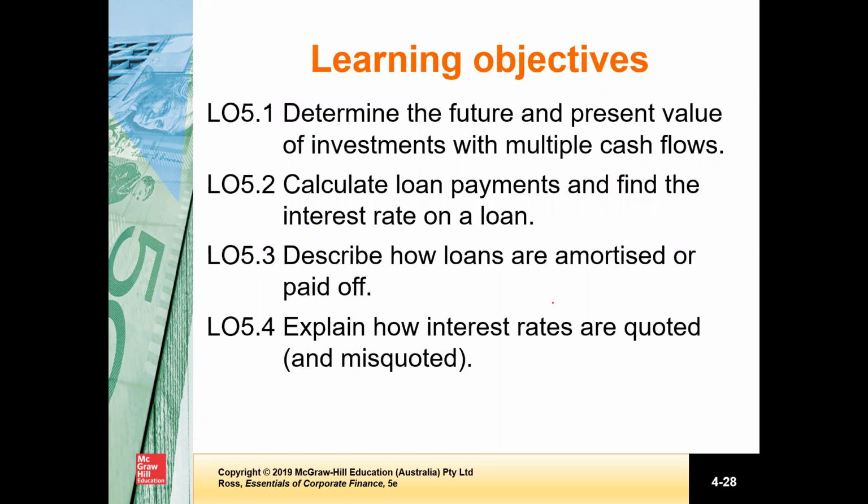As usual, we have 4 learning objectives in this chapter. So we will first learn how to find out present value and future values of an investment with multiple cash flows. We will learn how to calculate loan payments and the interest rate on a loan, and how loans are amortized and interest rates are quoted. And as usual, I will be uploading one video explaining each of these learning objectives. So as this is the first video, in this video, I will be talking about the present and future value of investment with multiple cash flows.